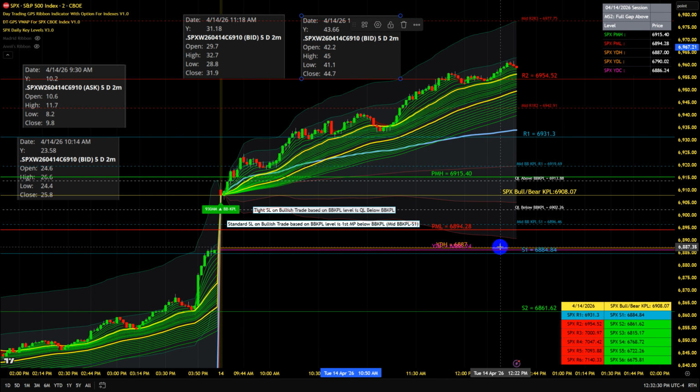Now you combine all of these elements, the daily key levels from the daily key levels indicator, the SPX Vwap, and the ribbon indicator, then you get a true confluence for entries and managing your trades, as opposed to just using one or two of them.